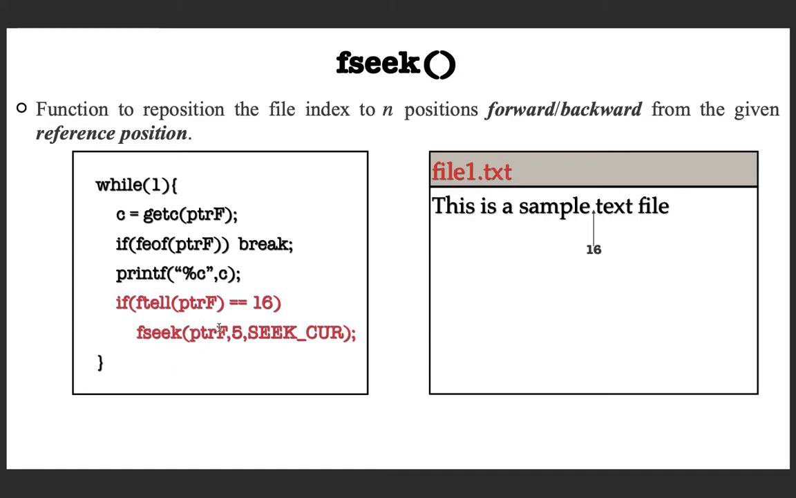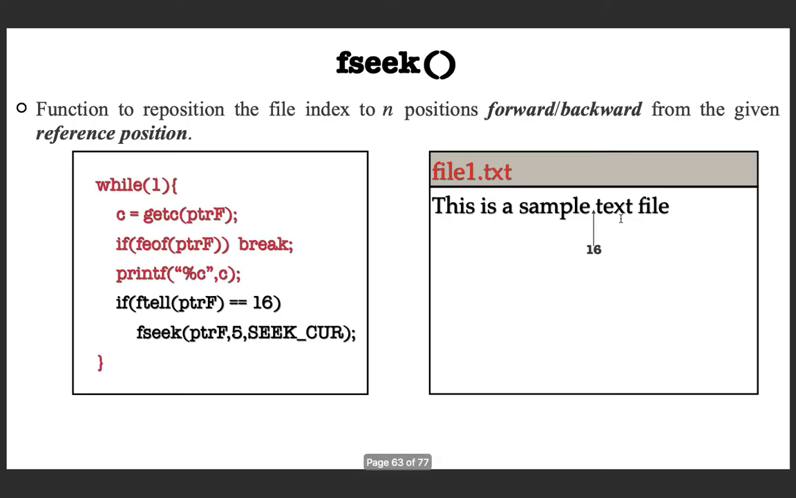fseek, then first is the file handle. It tells that from the current position, SEEK_CUR is a system defined constant, it represents the current position which is here. From the current position move 5 points forward, 1, 2, 3, 4, 5. So it asks the system to reposition the index to 5 positions after it. So if you do it, you will get to this position.